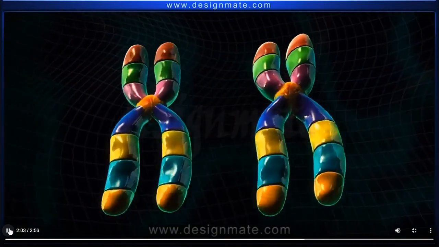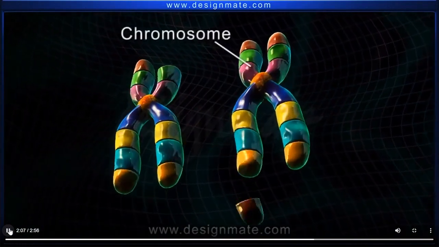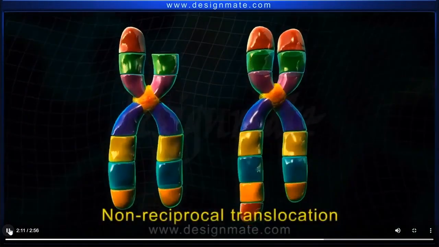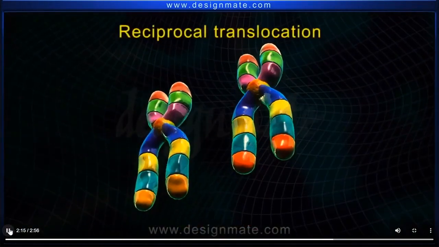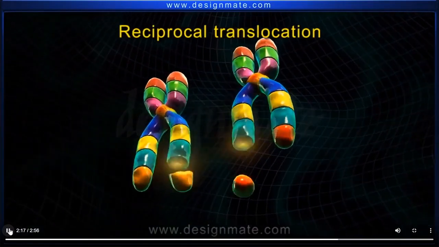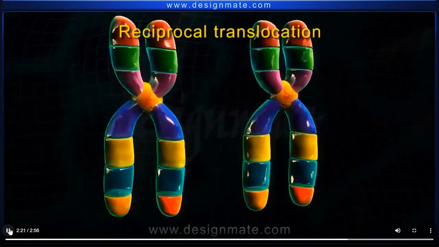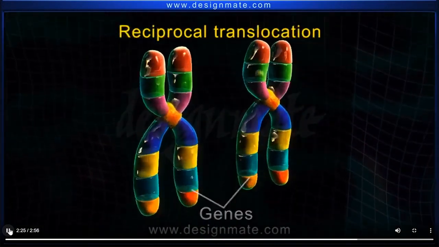Sometimes a segment of one chromosome breaks and relocates on a non-homologous chromosome. This phenomenon can be described as non-reciprocal translocation. But in the reciprocal type of translocation, the two non-homologous chromosomes exchange a segment. Thus, the genes get altered in both the chromosomes.